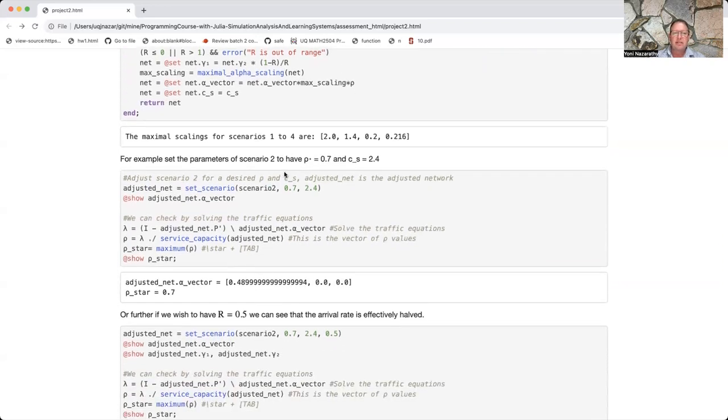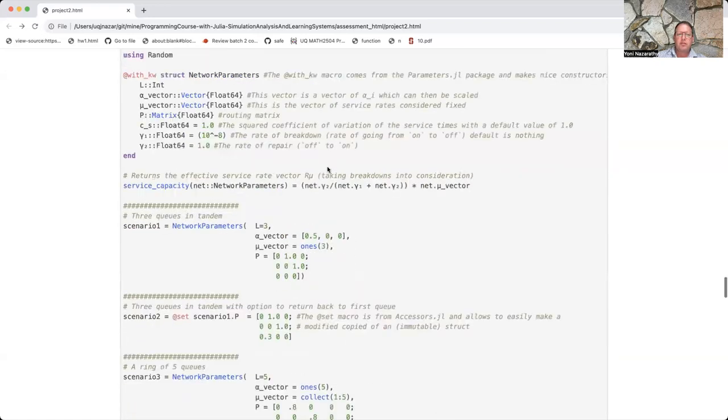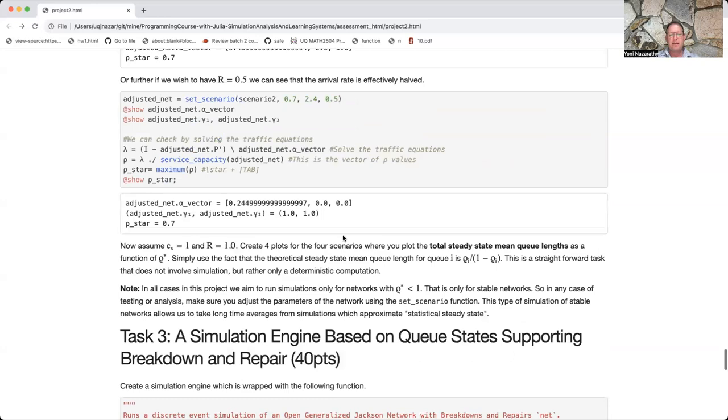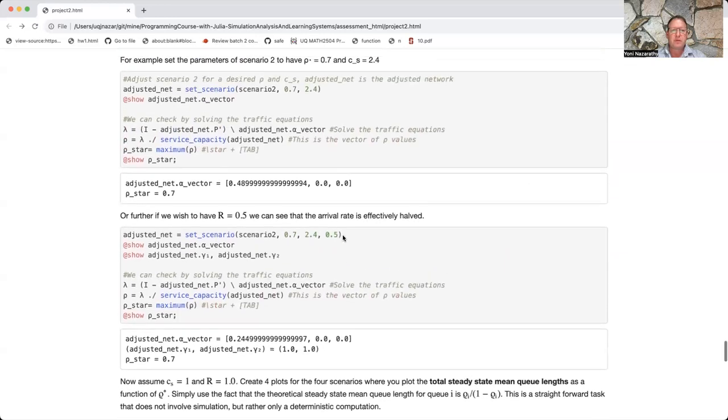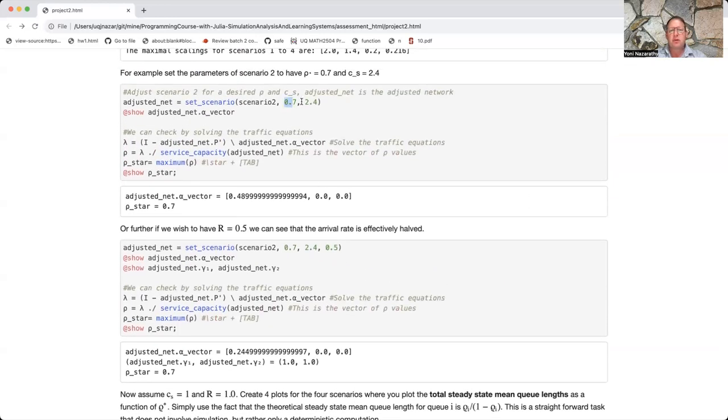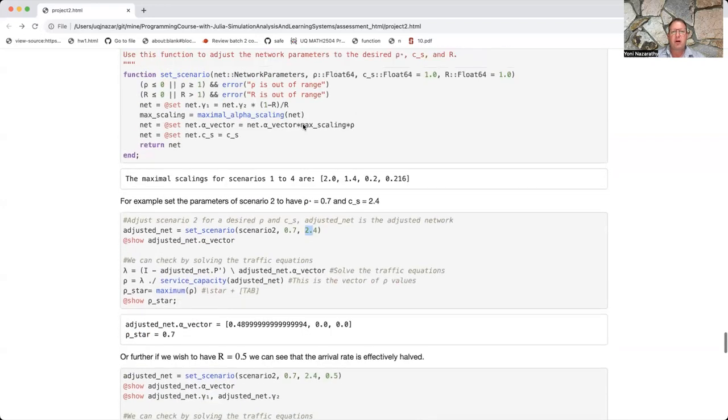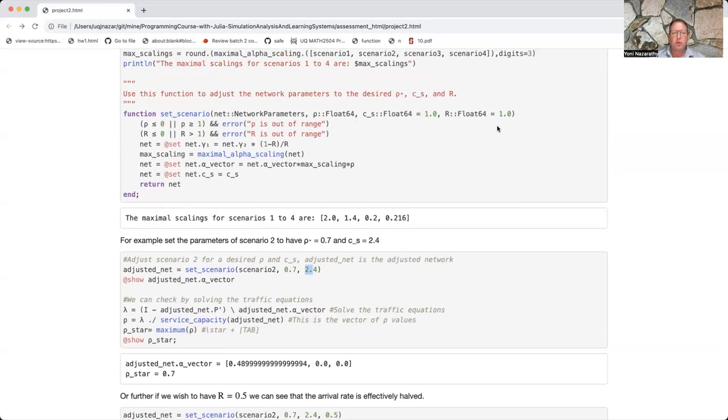So here, let's look at, for example, scenario 2, and say we want, in scenario 2, to be at rho star equals 0.7. So what does it mean? It means we want to take scenario 2, which has these parameters, but it also has these, okay? And we now want to scale lambda such that the maximal load of the bottleneck node is at 0.7, okay? That's what we're going to do in scenario 2. And we're also going to set the square coefficient of variation to be 2.4. The third parameter, R, we're not touching it, so it has a default of 1.0.